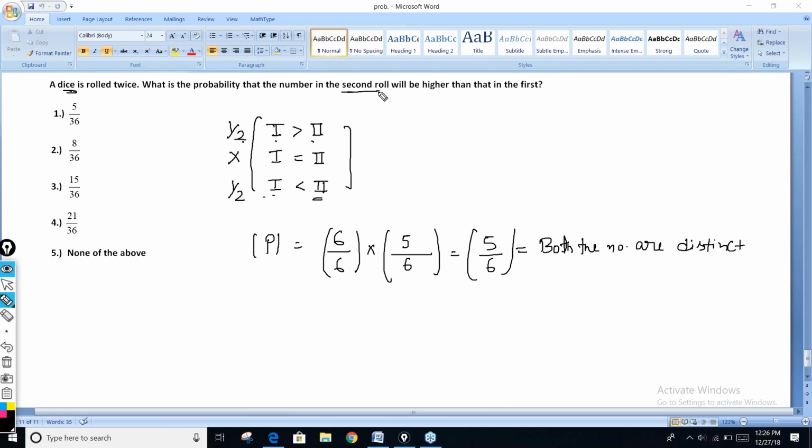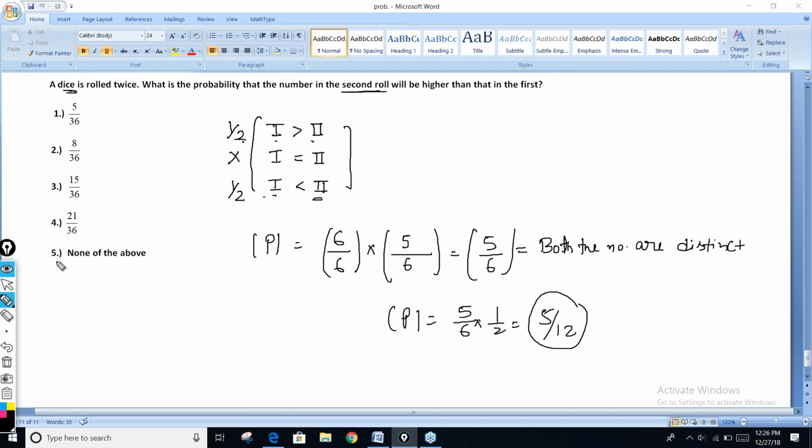So what we need to find out? We need to find out the probability when the second roll will be higher than the first roll. So the required probability is half of this probability. So what is the answer? Answer is 5 by 12. Can you see 5 by 12 quickly?